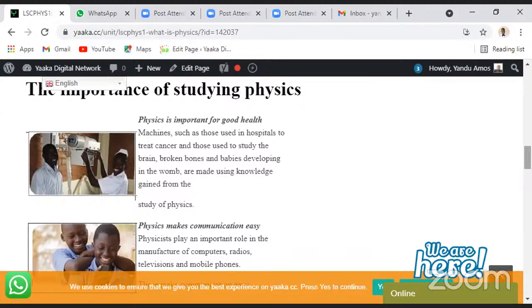Then you find the machines used to study the brain and treat cancer. Cancer is the same thing. We use X-rays to treat the cancer, because when the X-rays are directed into the cancer cells, they kill the cancer cells, because they are very dangerous. So we have these developing babies in the womb. When women go to the hospital for the maternity checkup, they come back with information on whether whatever they are having in the womb is female or male. You would imagine how this comes out, but it is by the use of these machines.